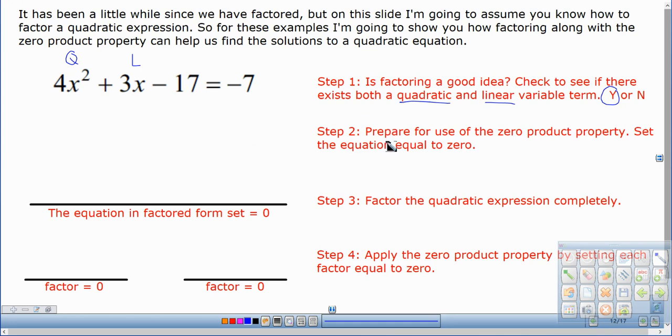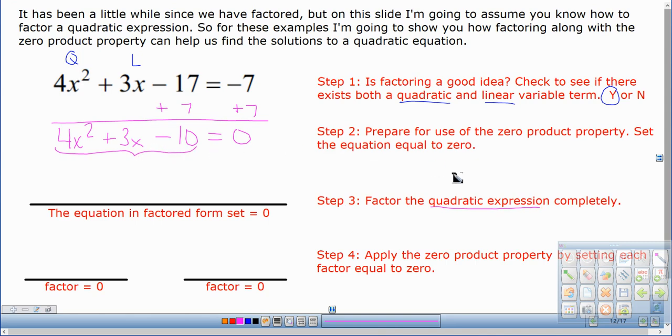Step 2, prepare for use of the zero product property. We want the equation equal to 0. Well, in order to do that, I'm going to add 7 right here. So if I add 7 to both sides, this is my new equation, 4x squared plus 3x minus 10 equals 0. Now, step 3 says factor the quadratic expression. Okay, that is this part. That's the quadratic expression. And I'm going to factor that the way that we've done that previously.